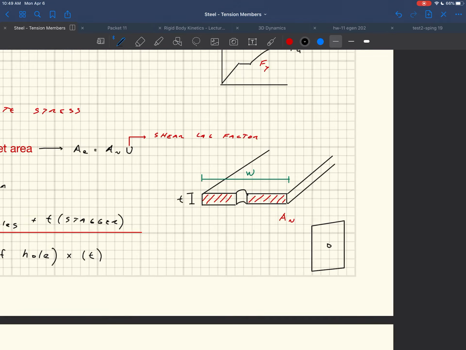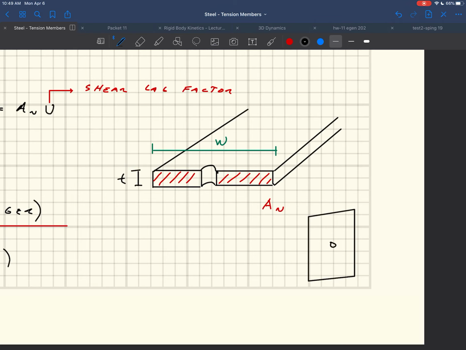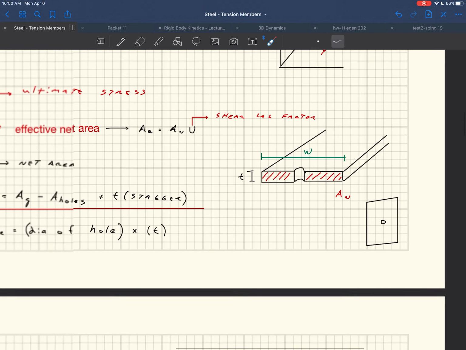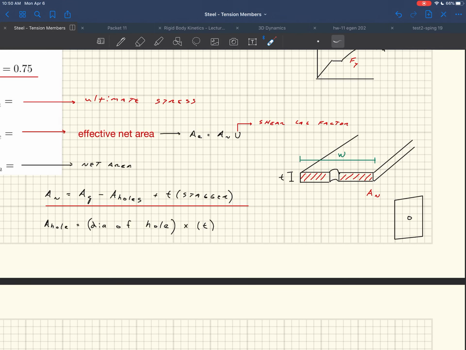From above, it's not this area, right? Let me make that a little bigger. It is not that area. It's not the area of the hole. If you're looking down on it, it's this cross-sectional area, which ends up being this diameter times the thickness. And if you had multiple holes in there, you would subtract out multiple A-holes, okay?